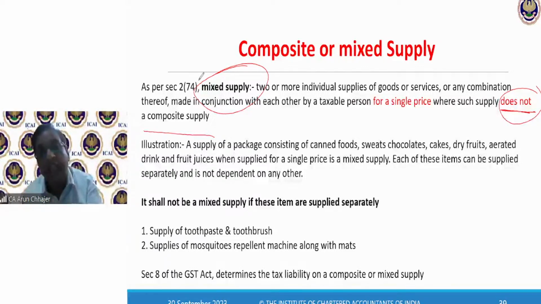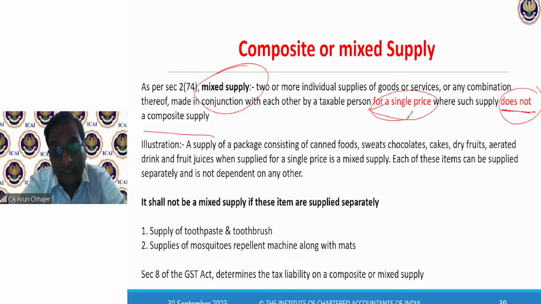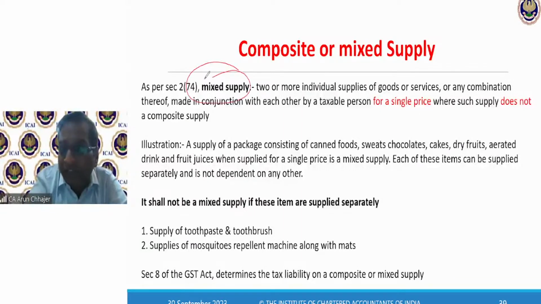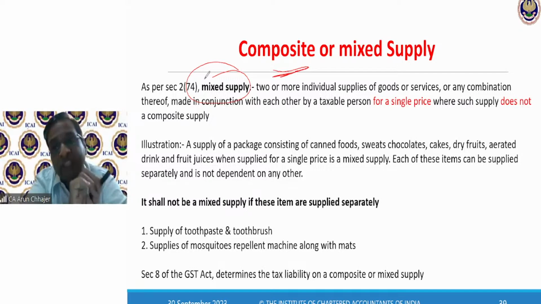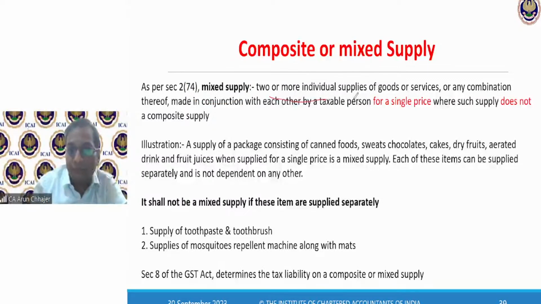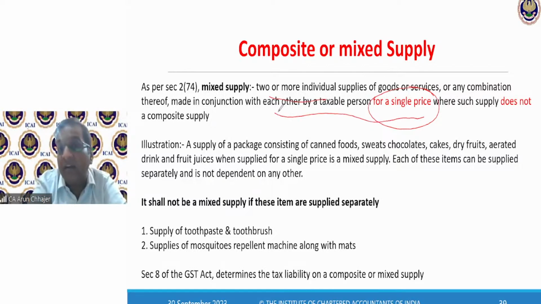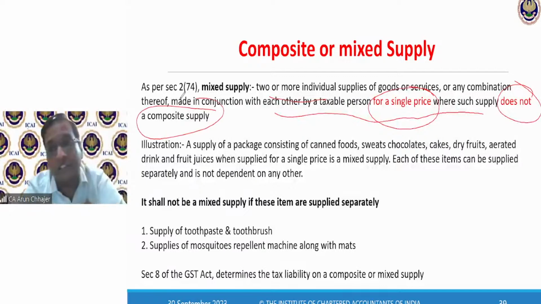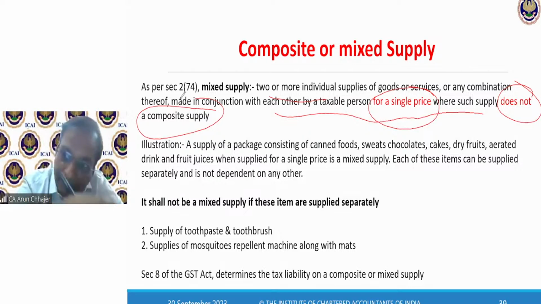No, that supply would be mixed if the price is single. See, now try to understand that when we read the definition of composite, there is no condition with respect to price. It means the price can be single for the entire combo, there could be a separate price, or there could be no price for the ancillary item. All possibilities are there in case of composite supply. But when we read the definition of mixed supply, it simply says that two or more individual supplies or any combination thereof, which are made for a single price and which combo does not constitute a composite supply, in that case, that particular combo will be called mixed supply.